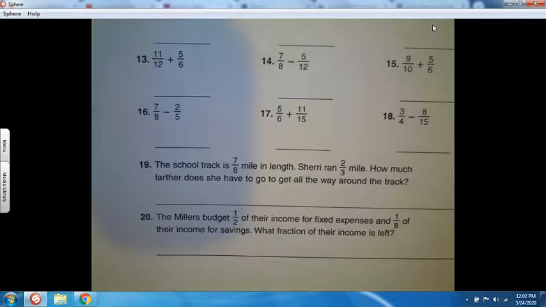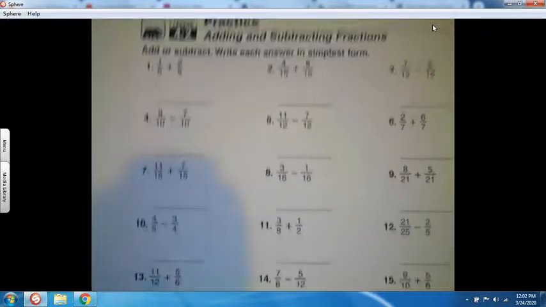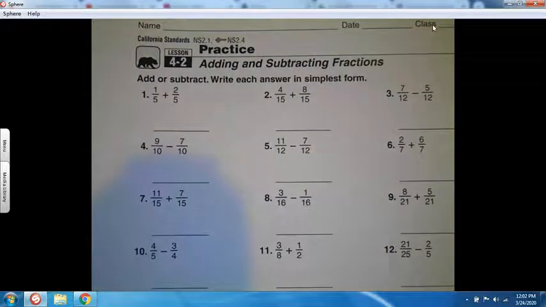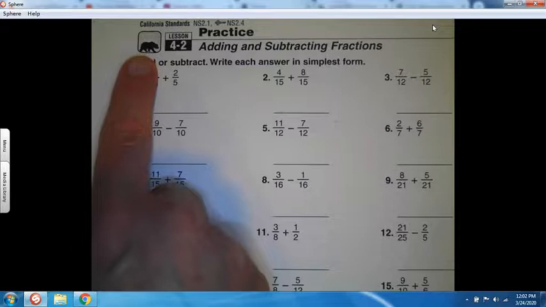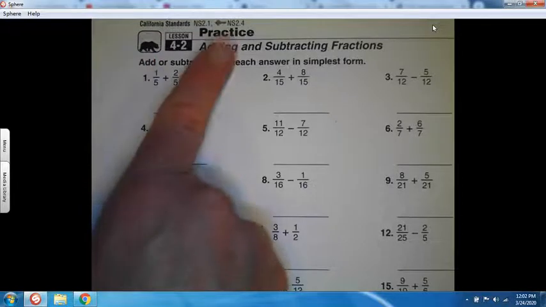All right, you're going to need your toolkit for this, don't forget. And we are going to be doing this worksheet. I call it practice B because there's a bear on the top, so practice B. We did practice A last week, and we did review for mastery last week, so now it's practice B.